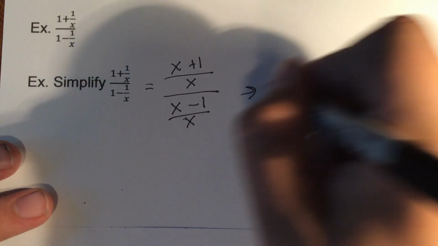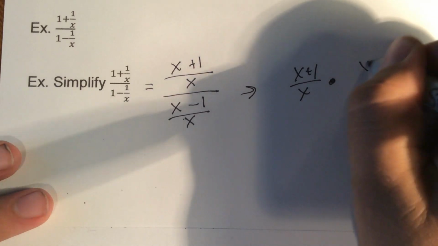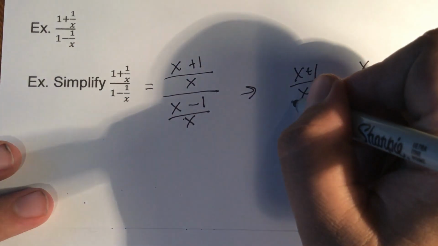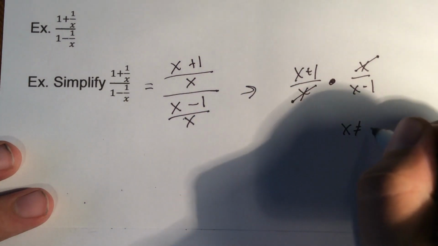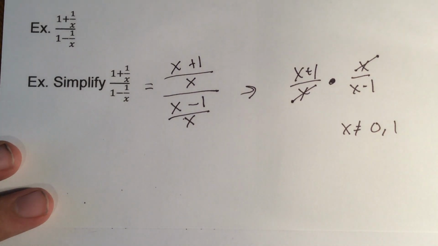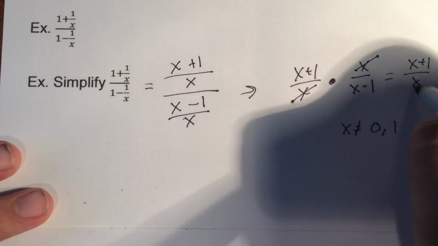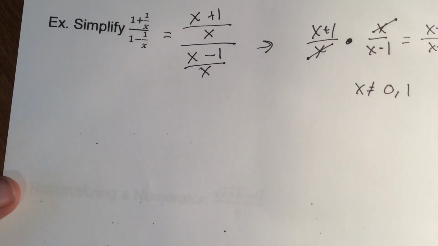So we leave change flip. So x plus 1 over x times x over x minus 1. Well, that cancels, although technically x cannot be 0 and 1 before I cancel those. So we're left with x plus 1 over x minus 1. Now, another way that we can do this.